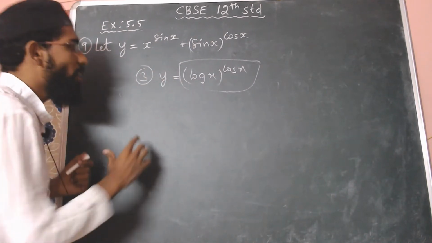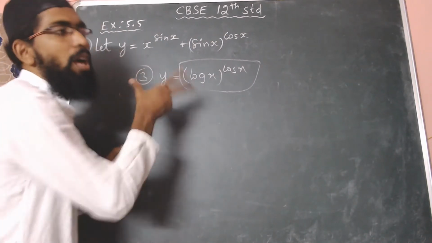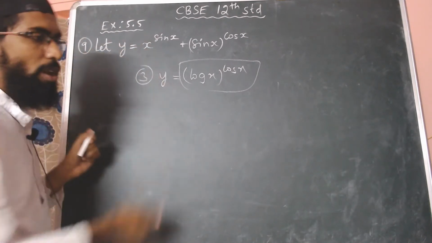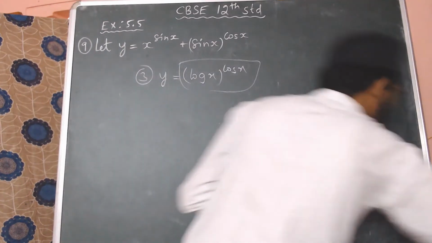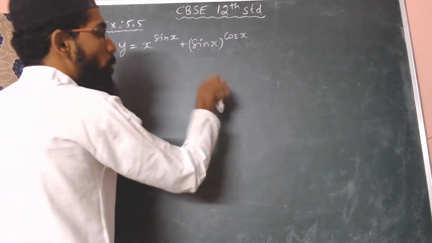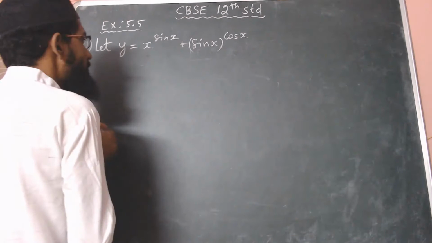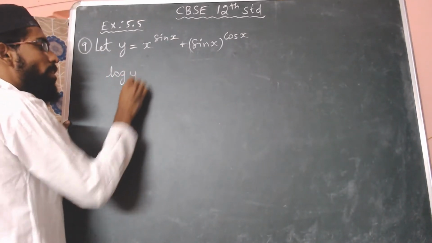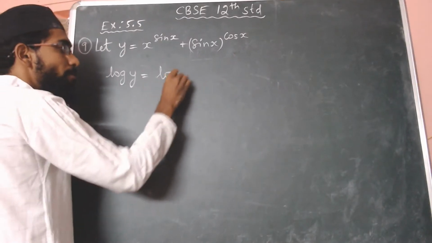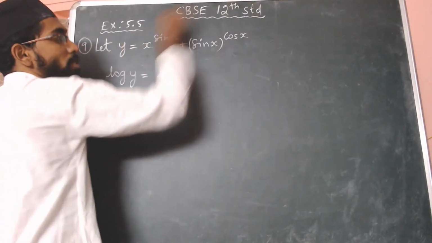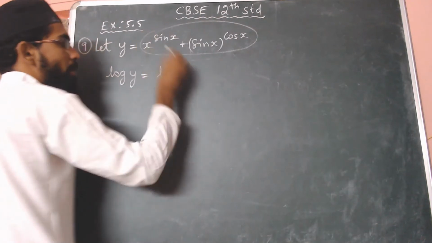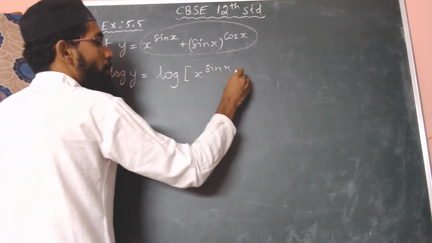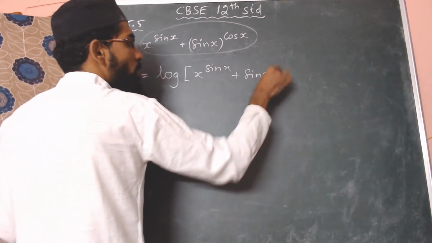So here we cannot directly jump into the concept of taking log on both sides. I'll tell you why. In the earlier problem it will not be an issue, but here, if I take log on both sides, what will happen? Log y equal to log of the entire term on the right hand side, so log of x power sin x plus sin x power cos x.